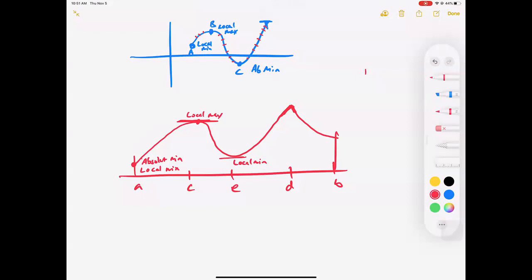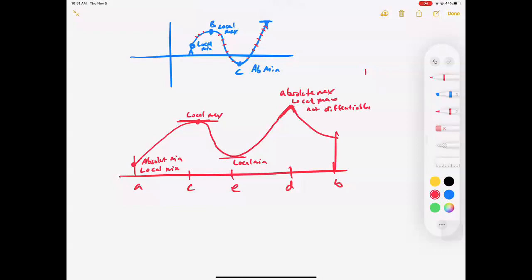So for an extreme value, it doesn't matter if you're differentiable or not. It just matters that you're continuous. As long as there's a bridge across, we don't care. You are an absolute max there. There's also a local max, but not differentiable, which is okay for us. We just care that it's continuous.